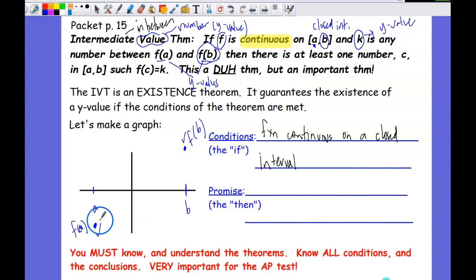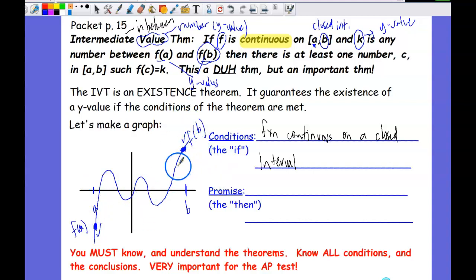So when I connect these 2 points, I can't lift my pencil, I can't make a vertical asymptote, I can't make a hole. So my graph might go up and back down and up and back down and up and go through B. Maybe the graph looks like that. So my graph is continuous on the closed interval. So from A to B, there are no discontinuities.